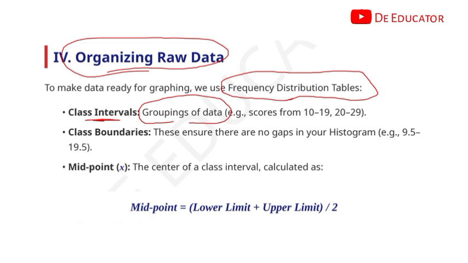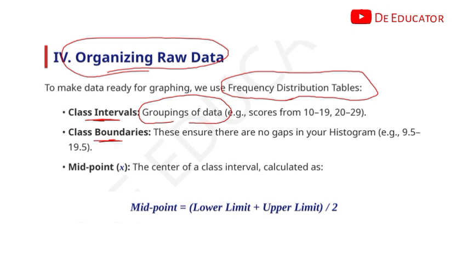Then we have class boundaries. These class boundaries ensure that there is no gap in your histogram. Another possible exam question will ask which organization of data allows no gap in a histogram. You should know it is the class boundary. It's because we have class boundaries that we don't have gaps in a histogram.